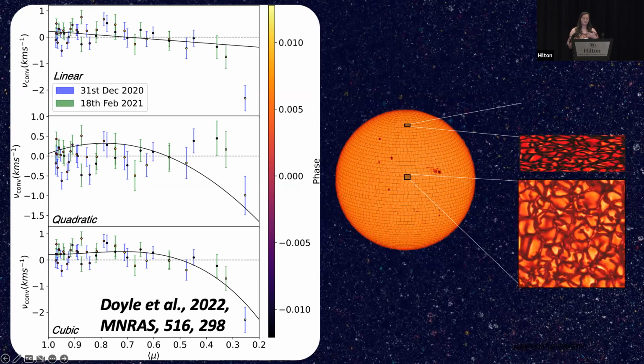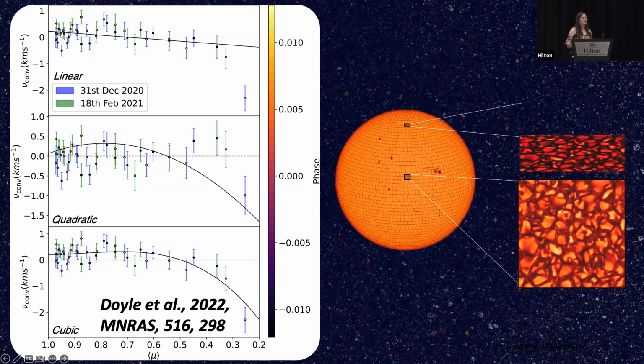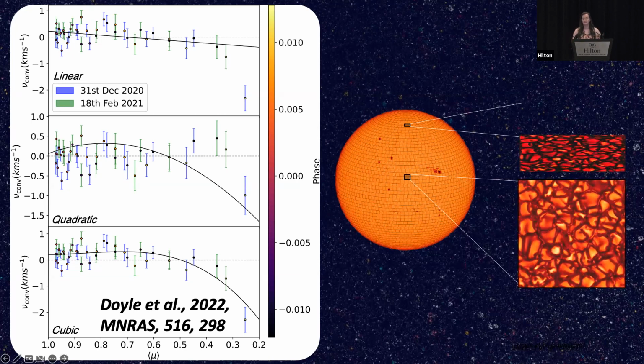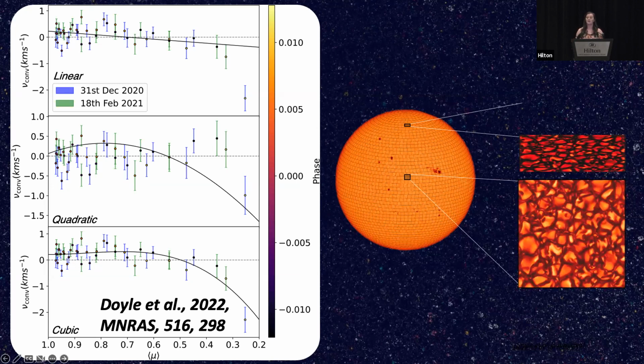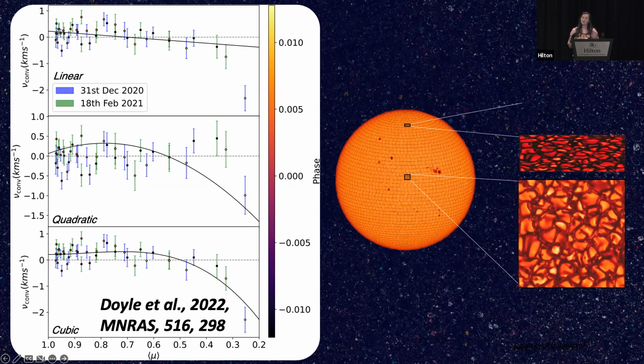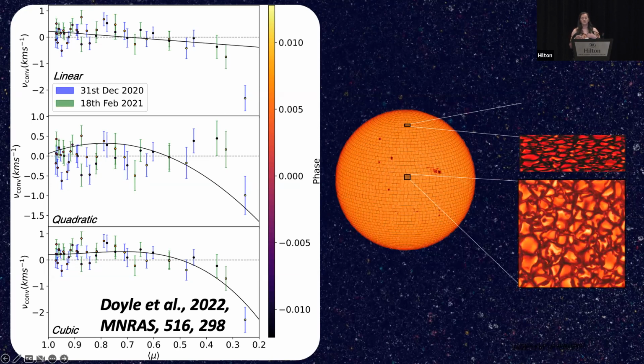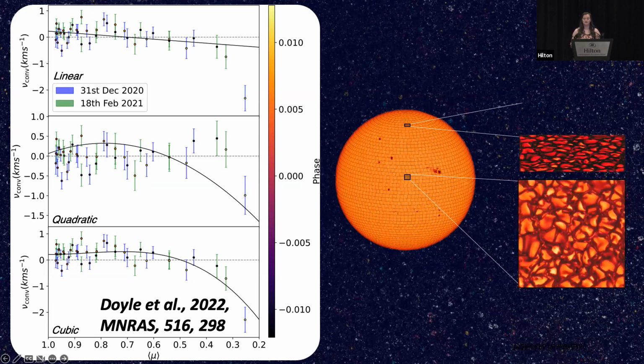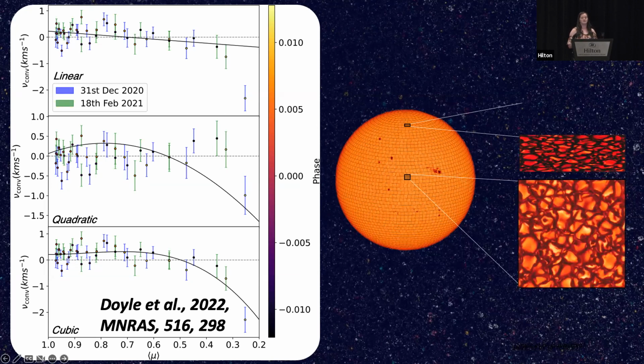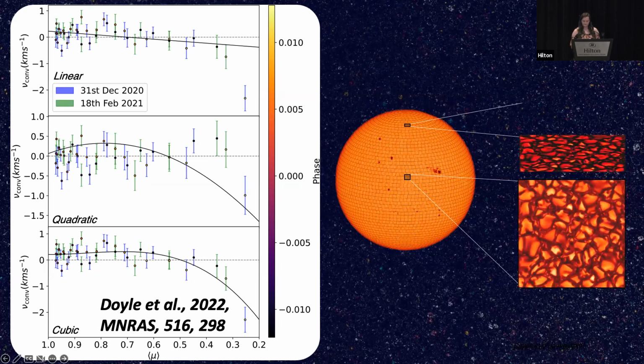So in simulation work, it has been found that if you don't correct for or account for center-to-limb variations, your obliquity can be out by about 10 to 20 degrees. For WASP-166, what we found was that the obliquity was out by about 9 degrees when we accounted for the center-to-limb variations by the cubic polynomial fit.